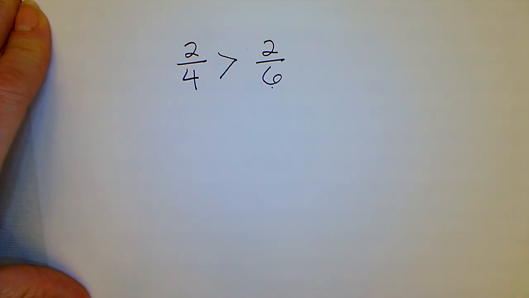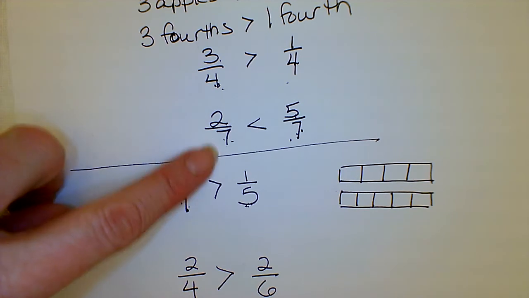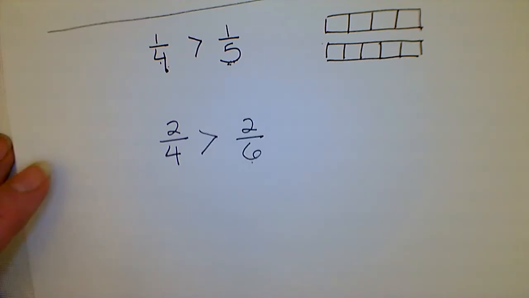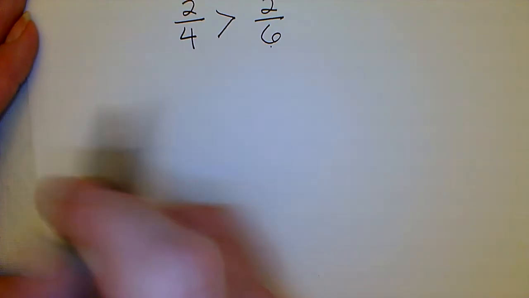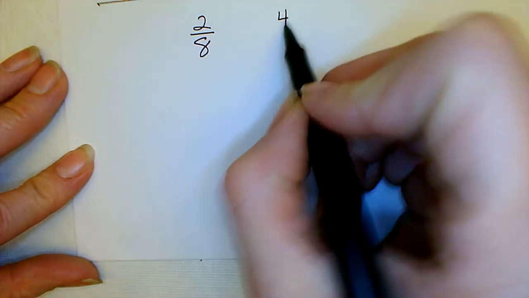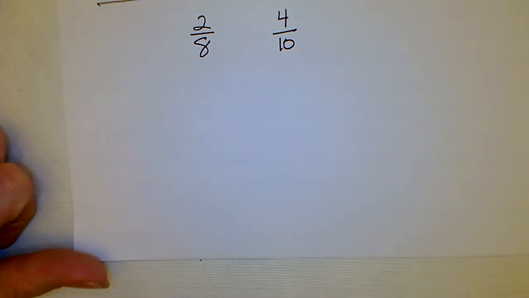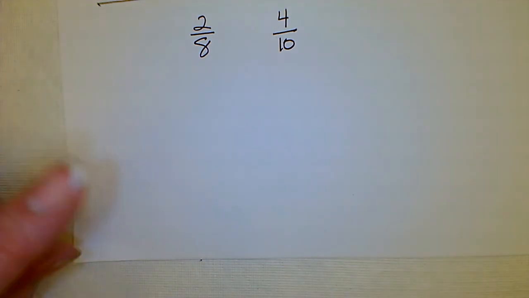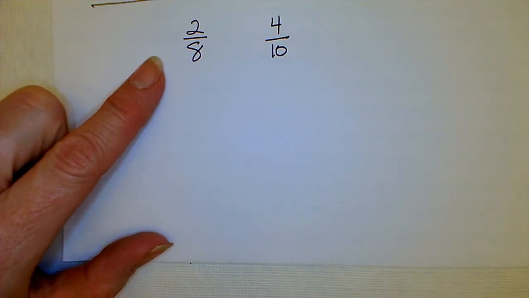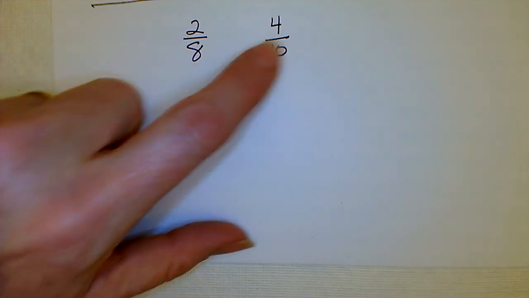Okay, so far it's been pretty easy. We had some problems where our denominators were the same. So we had some common denominators. And here we had some common numerators. But what if the common numerator isn't given to us? What about if we had a number like 2/8 and we wanted to compare that with 4/10? What could we do for this? Well, here's the thing. Even though the numerator is not the same, they're related to each other.